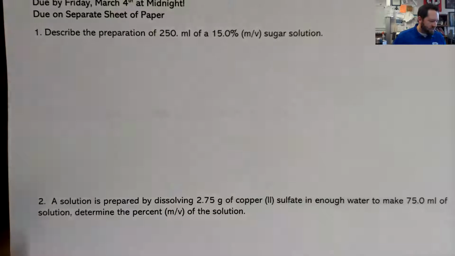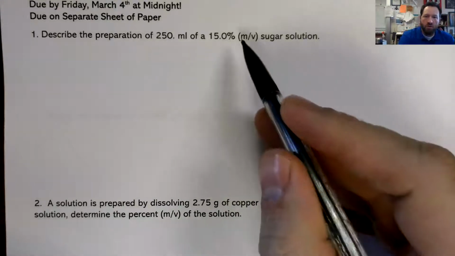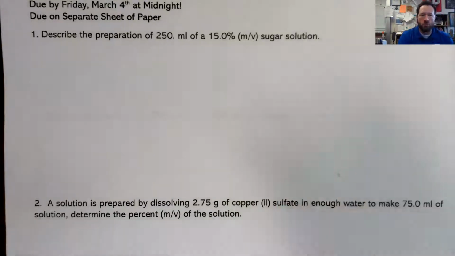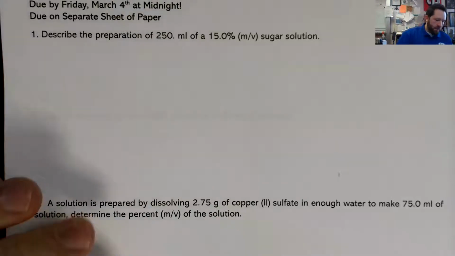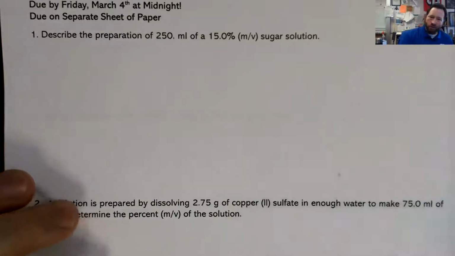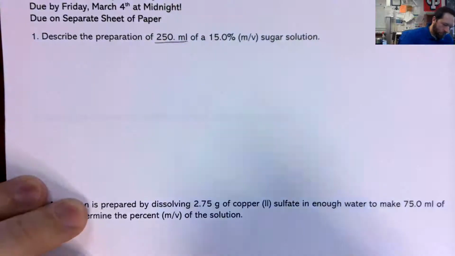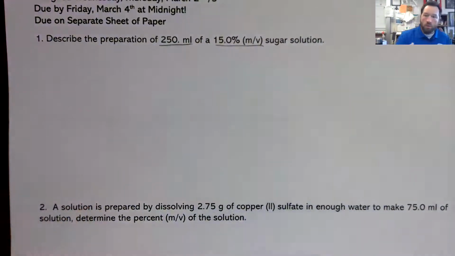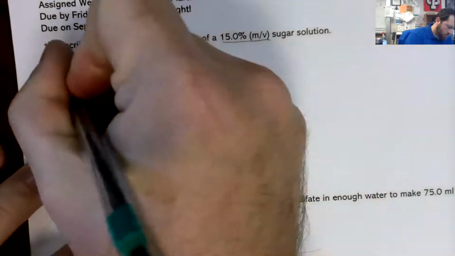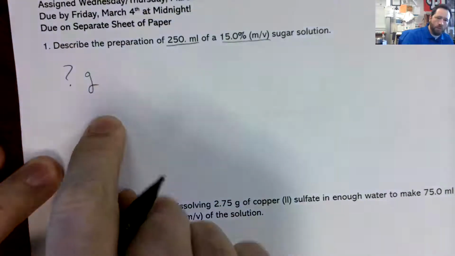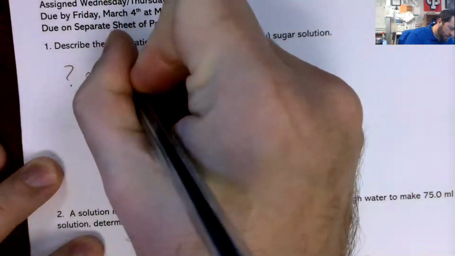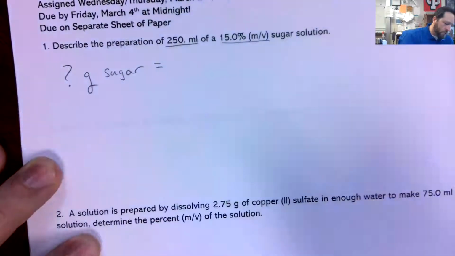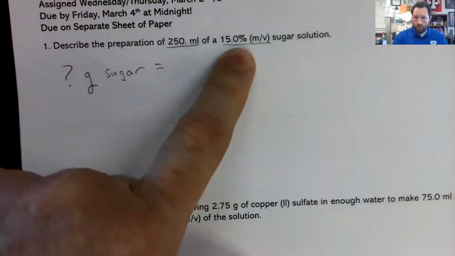So number one here asks, describe the preparation of 250 milliliters of a 15.0% mass to volume sugar solution. A lot of times it helps to identify what we're looking for. We have a volume and we have a concentration. What we don't have is a mass. So we're going to be looking for what mass, we measure mass in grams, of a sugar solution is equal to. Now here's my little trick.